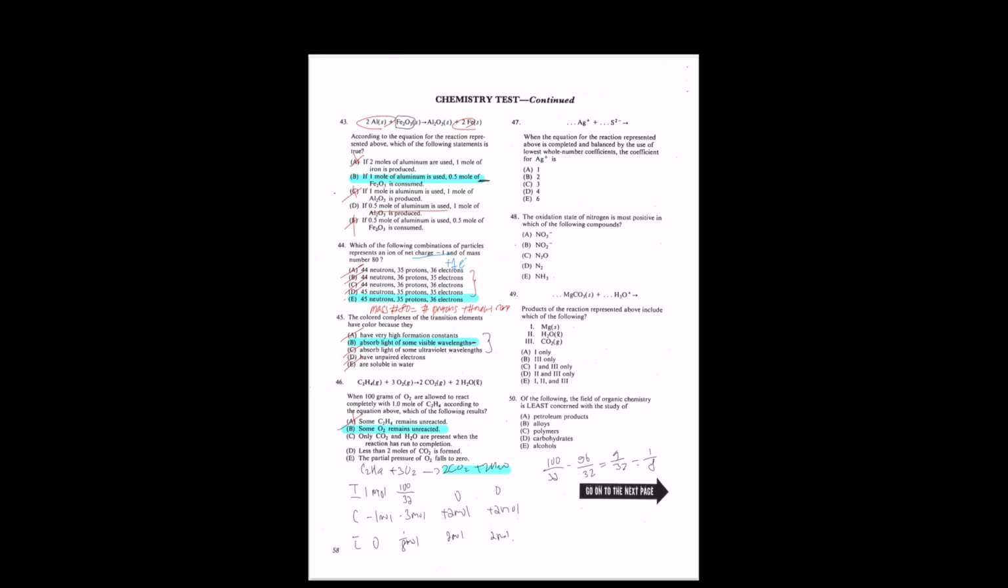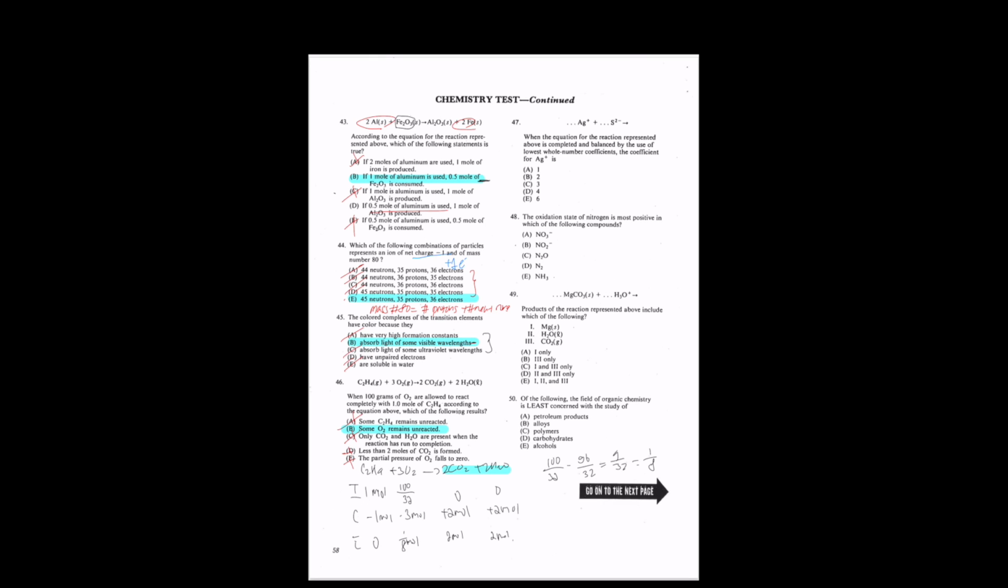Choice C, only CO2 and H2O are present when the reaction has run to completion. That's not true because there's also some amount of O2 left, as you can see in the results. D, less than 2 moles of CO2 is formed. Nope, exactly 2 moles are formed, so that's untrue. E, the partial pressure of O2 falls to 0. That's untrue because if there is some amount of O2 present, there has to be a partial pressure, so the choice is B.